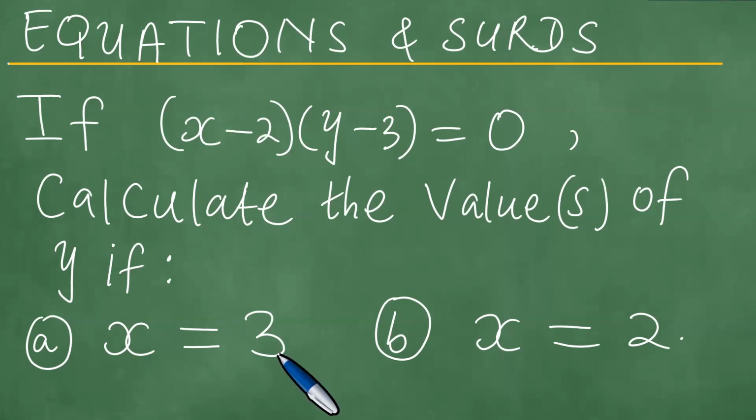engage the student. I was told that the best way for kids to learn mathematics is when they do math with the teacher. So, what do you think the answer to A is? If x minus 2 into y minus 3 equals 0, calculate the value of values of y if A x equals 3. What do you think the answer is? I'm giving you 2 minutes to try these, and we shall do the corrections when you're done.